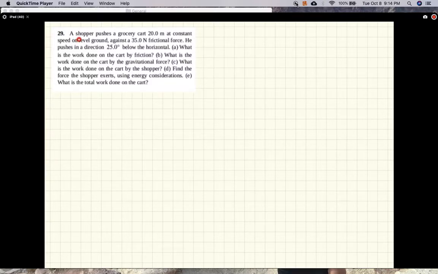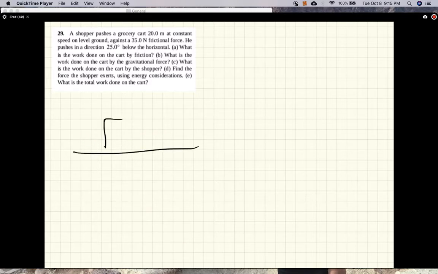In this problem, a shopper pushes a grocery cart 20 meters at constant speed on level ground against a 35 Newton frictional force. He pushes in a direction 25 degrees below the horizontal. What is the work done on the cart by friction? Okay, so let's do a diagram.